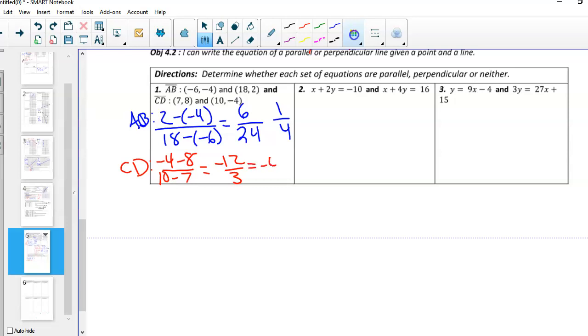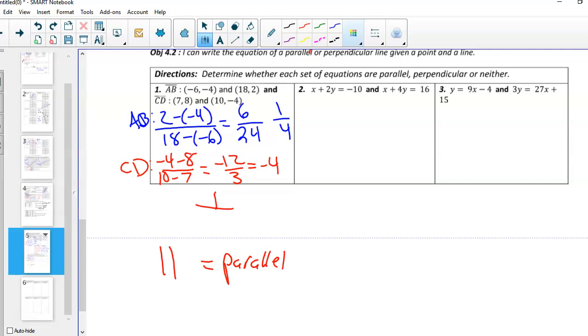So negative 4. Are these parallel, perpendicular, or neither? Perpendicular. How do we know that? One of them has to be negative, and they're reciprocals. So these are perpendicular. Remember the upside down T means perpendicular. If you're doing the other symbols, 2 lines means parallel, not an 11.